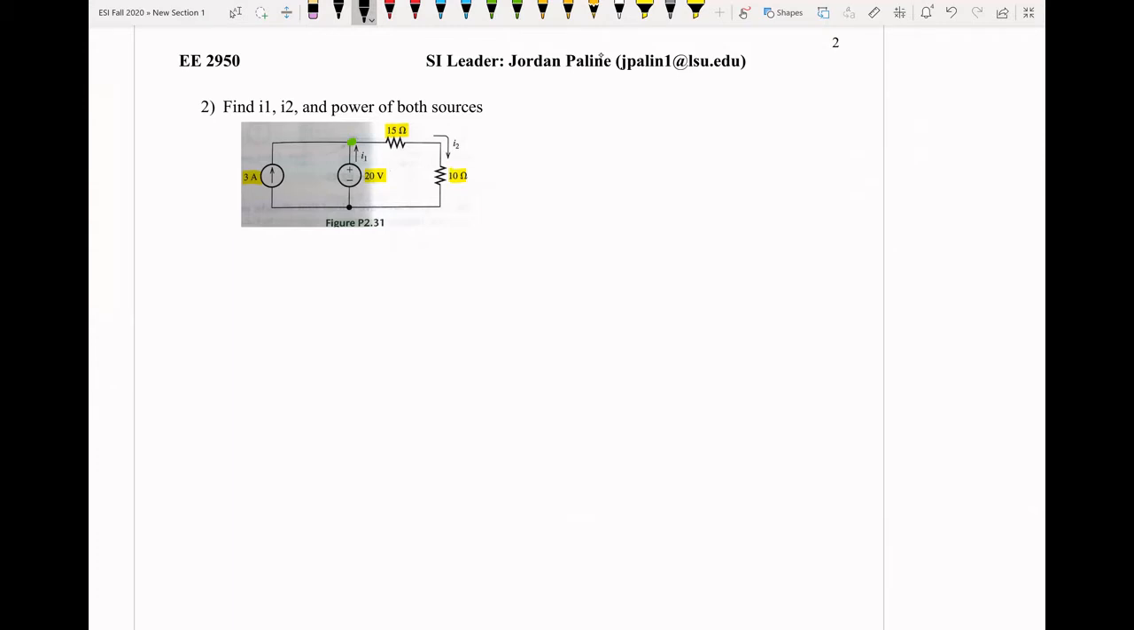Looking at this, I'm going to drop a node here and do a nodal analysis on it. I'll call this point V1, so V of 1. I know I have 3 amps coming in from the left from the source. I'll call this one I1 since it's going in. Then I2 is going that way. They already defined I1 and I2 for us there and there.